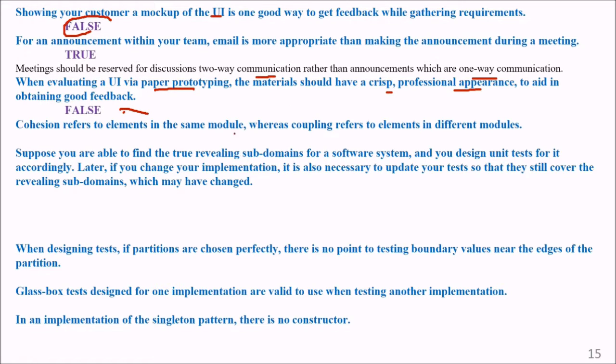Cohesion refers to the elements in the same module, whereas coupling refers to the elements in different modules. This is absolutely true. We want strong cohesion and least coupling.